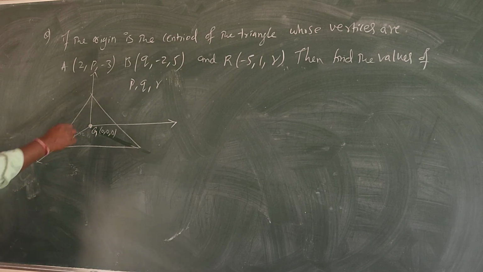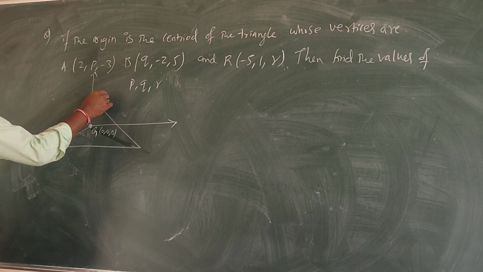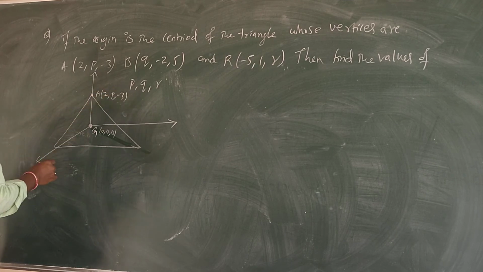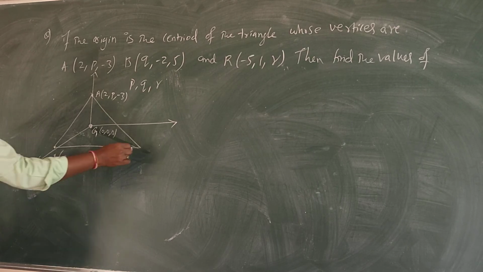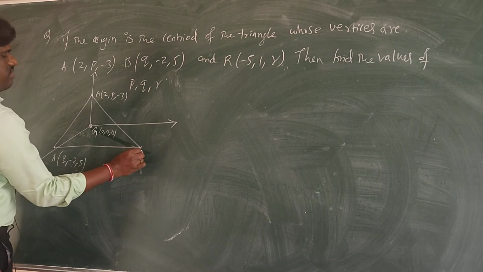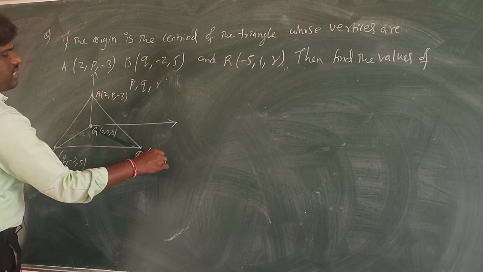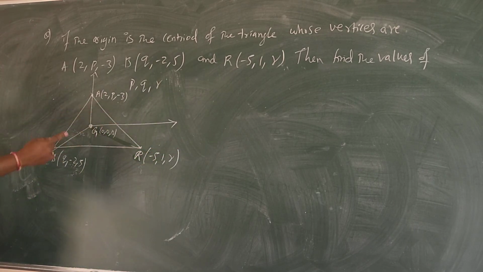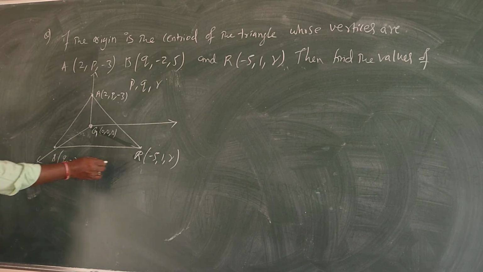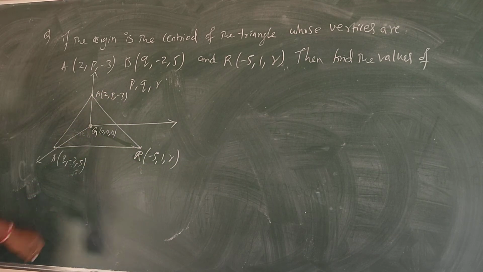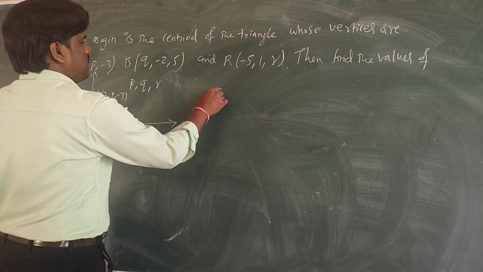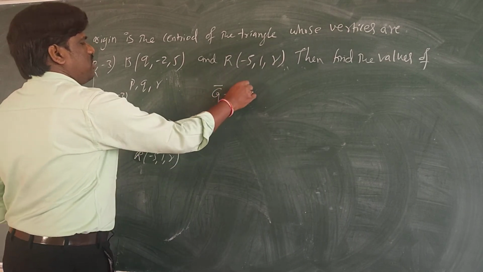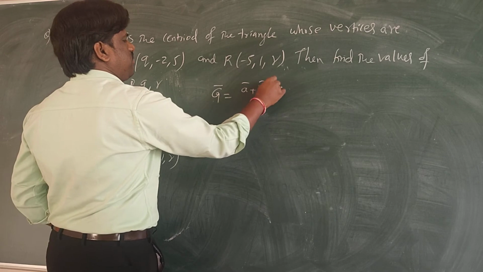Whose vertices are given? Vertex A is (2, p, -3). Vertex B is (q, -2, 5). Vertex C is (-5, 1, r). A triangle is there whose vertices are given and the centroid is given, asking to find the p, q, r values. The centroid formula is G equal to A vector plus B vector plus C vector upon 3.